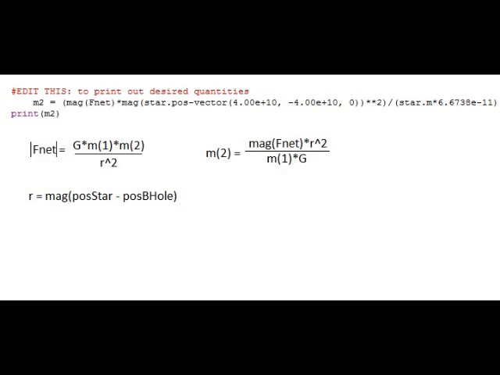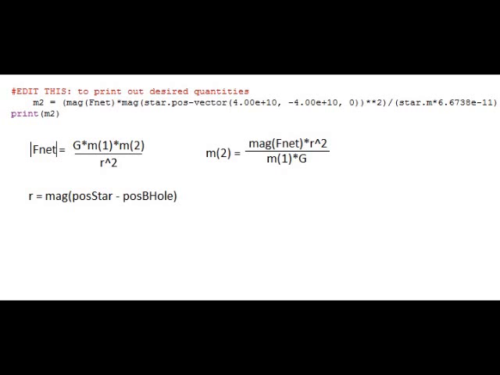So now I had all the information I needed to find the mass of the black hole, and I did this by recognizing that the net force exerted on the star that's causing its motion is the gravitational force of the black hole. So I made the magnitude of F net equal to the formula for the gravitational force, and I said the magnitude of F net because I wanted the mass of the black hole to be a scalar, because the vector would not make sense.